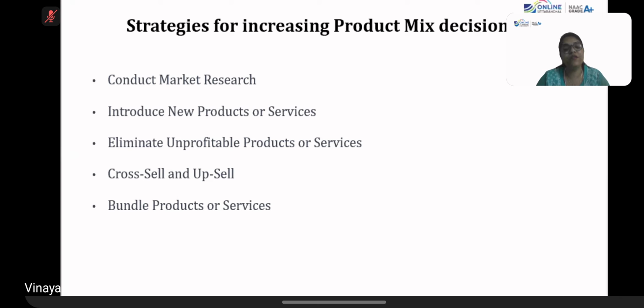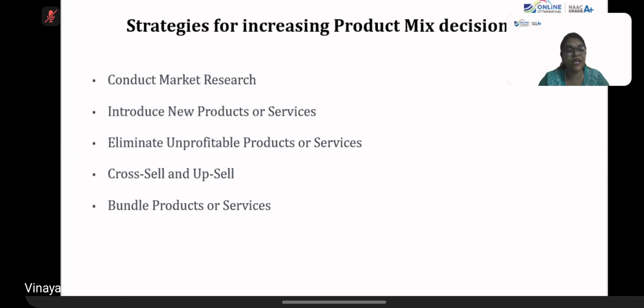Eliminate unprofitable products or services. जो भी प्रोडक्ट या सर्विस आपके प्रॉफिटेबल नहीं है, you will discontinue that. A company should evaluate, students, its product mix regularly so that you can identify the products, the services that are not meeting the profitability targets. Consider them phasing out, changing it.